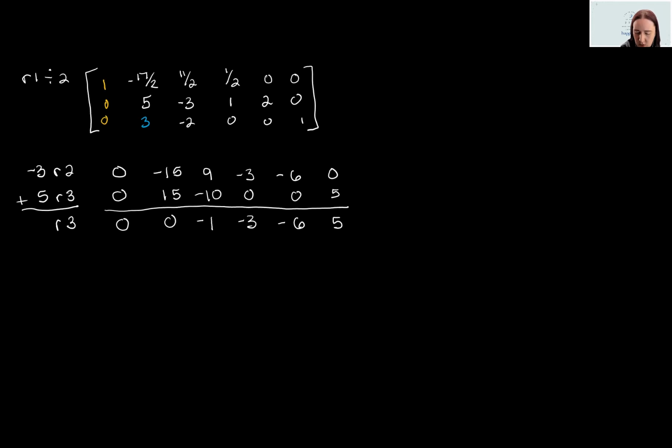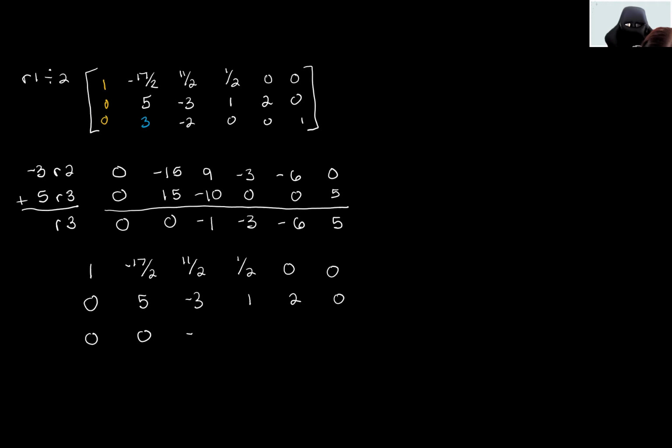So I've got 0, 0, -1, -3, -6, and 5. So I'm going to write my new matrix. The first row is untouched. Second row is untouched. Third row is now 0, 0, -1, -3, -6, 5.